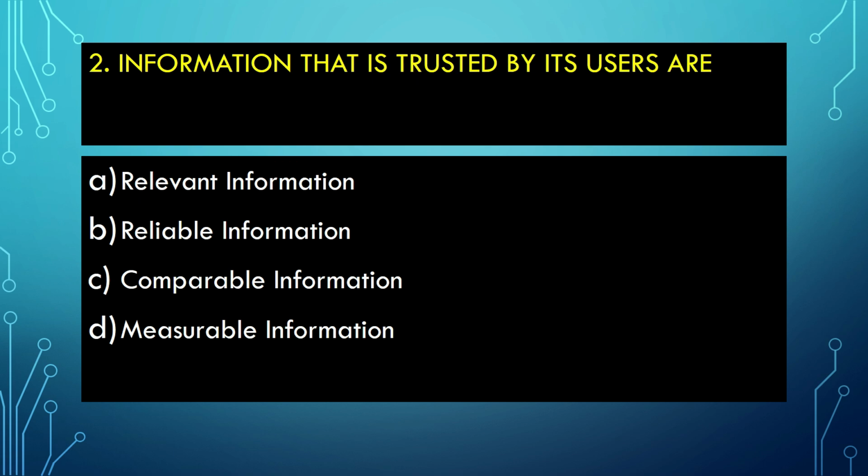The second question is: the information that is trusted. So it is asking about the quality of trust. You can trust information which is reliable. So trust is related to rely. So option B is the correct option, reliable information. If the information is reliable, then you can trust it.